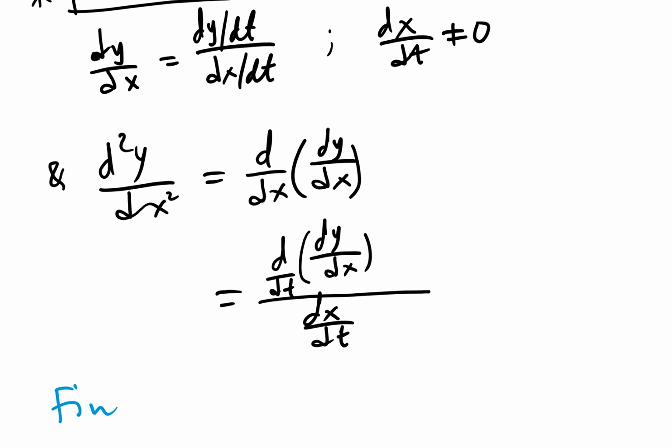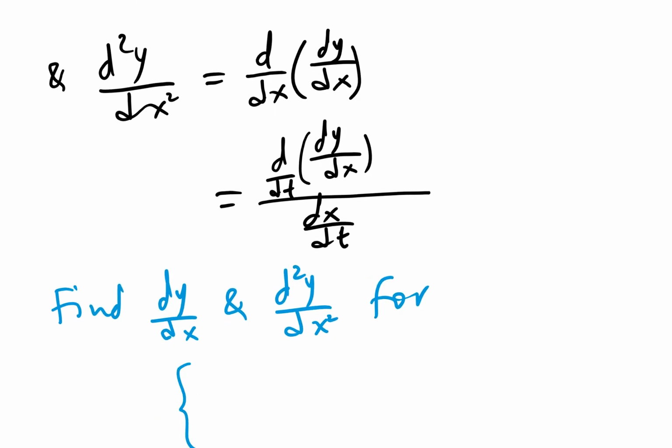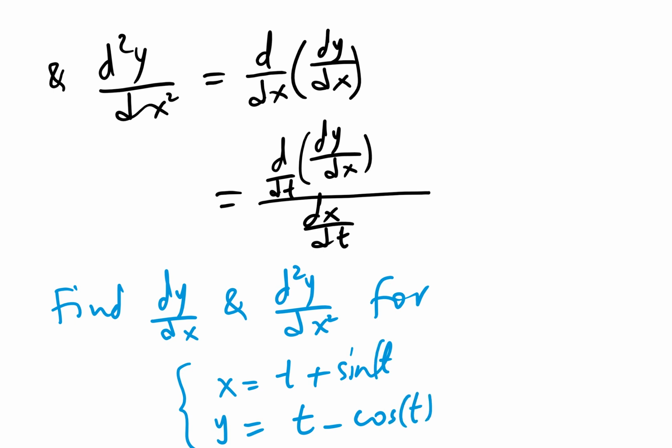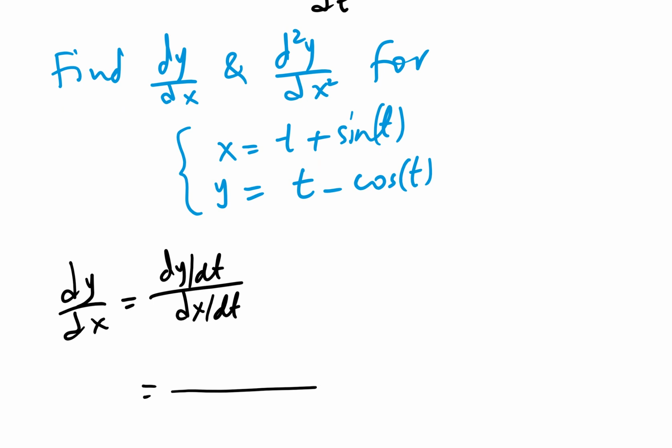So we can ask: find dy/dx and d²y/dx² for the curve defined by x equals t plus sine t and y equals t minus cosine t. So dy/dx is dy/dt over dx/dt. The derivative of y with respect to t is 1 plus sine t, over 1 plus cosine t.